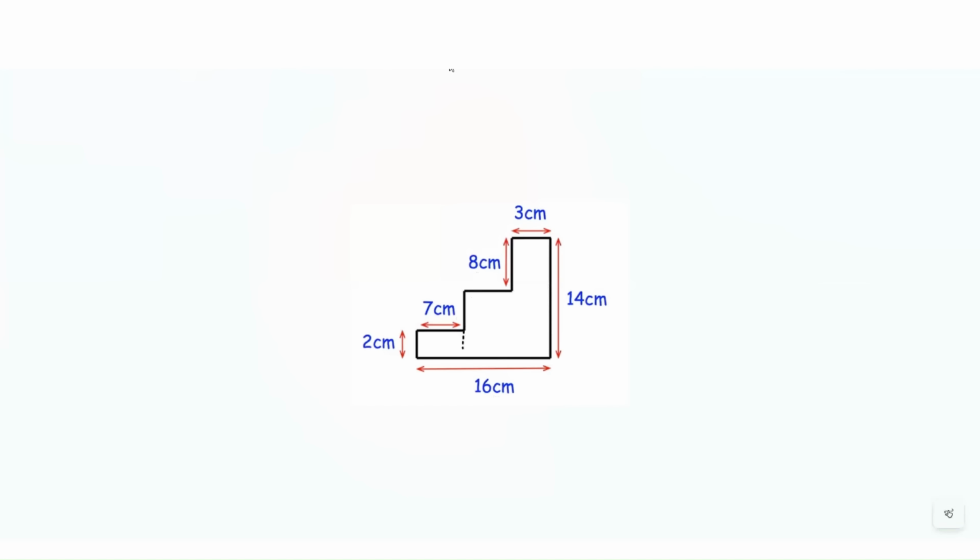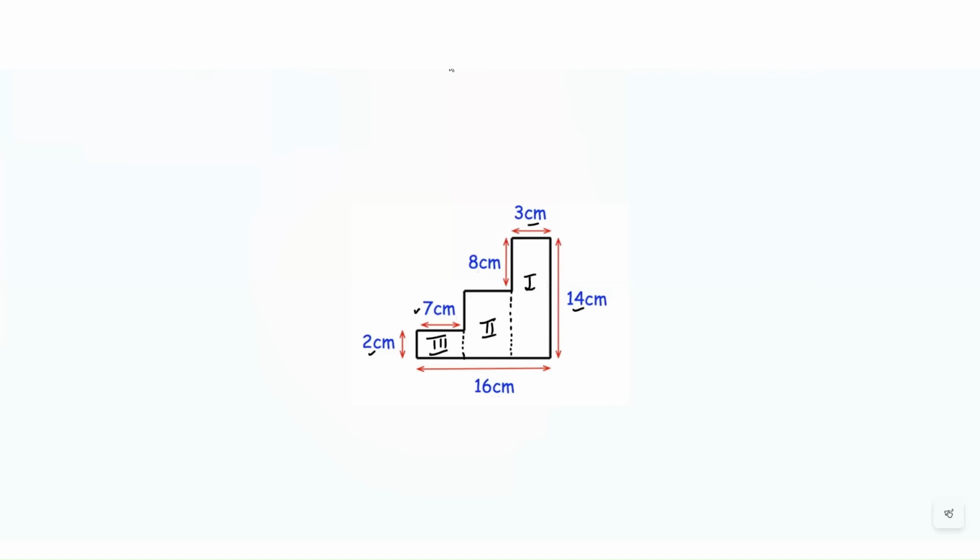So I can split this like this, and now this is the first rectangle, this is the second rectangle, and this is the third rectangle. So I already have the dimensions of the first rectangle, 14 and 3. For the third one also I have 7 and 2, and for the second one I need to calculate.